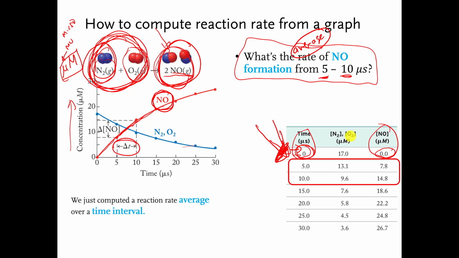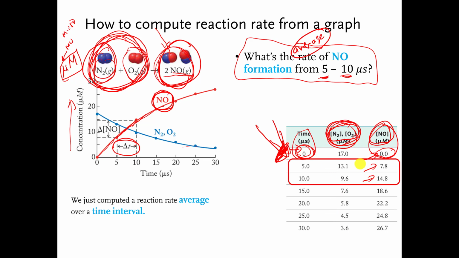We don't have any. We have some N2 and some O2. And as time goes by, the concentration of N2 and O2 starts to go down, right? 13.1 is lower than 17, 9.6 is less than 13.1. And so as this stuff is depleted, the concentration of nitric oxide goes up. It starts at 0, then it's 7.8, etc., etc.